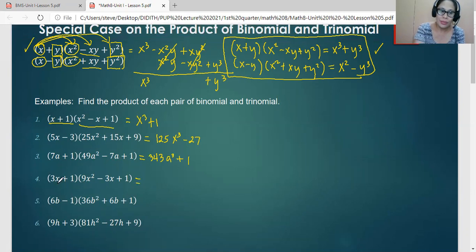Now, the square of the first term here is the first term of this trinomial factor. The square of 1 here is the third term of this trinomial factor. And the middle term here is the product of the first term and the second term times negative 1 of this binomial factor. So we have negative 3x. So we can apply again the formula.